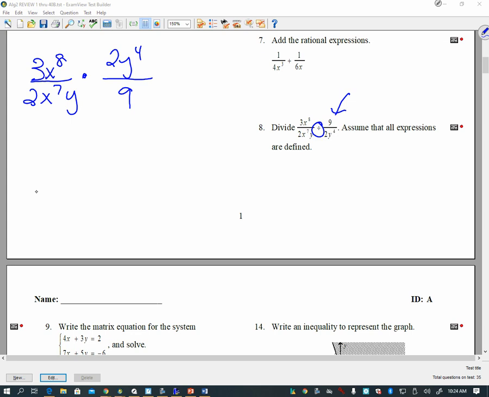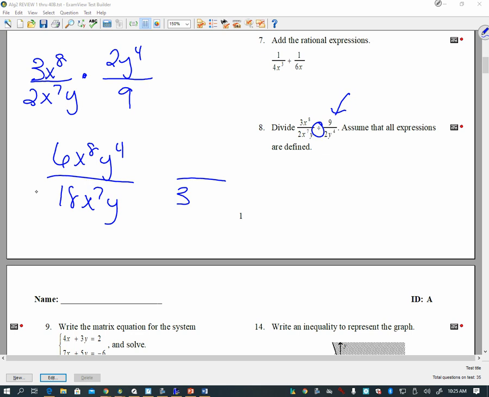Do I need a common denominator when I'm multiplying fractions? No, just multiply across. What's 3 times 2? 6. What's x to the 8th times y to the 4th? There you go. What's 2 times 9? 18. Now there's some maneuvering because is all of this multiplication other than the division bar? That means things can move up and down, right? First thing I want to look at is can I simplify 6 divided by 18? I don't really need a 1 on top, but this is going to reduce to a 3 down here.